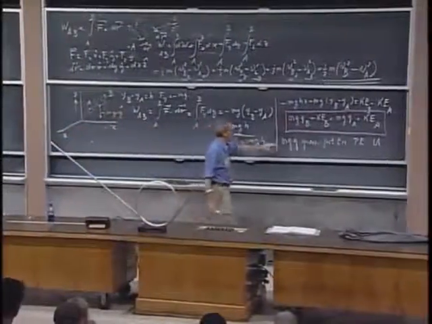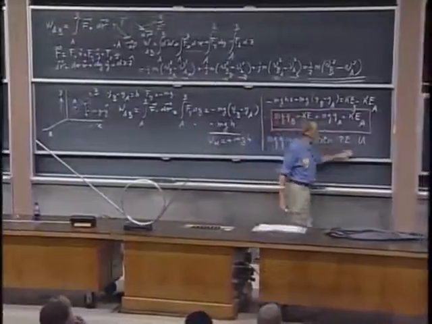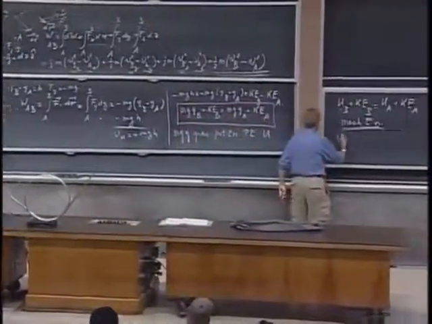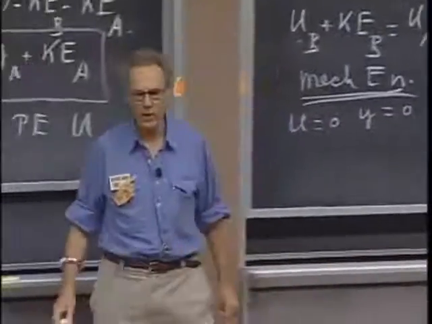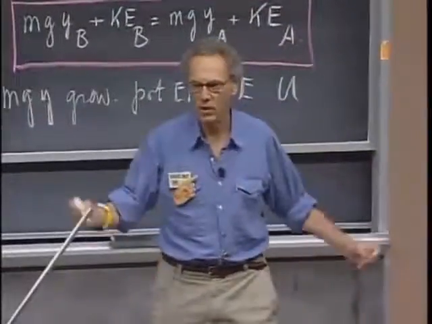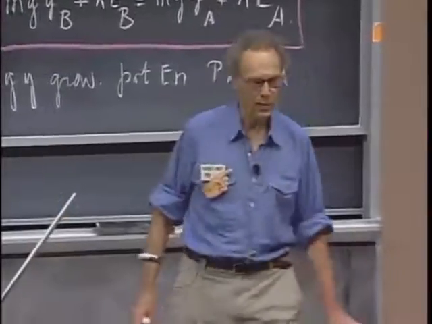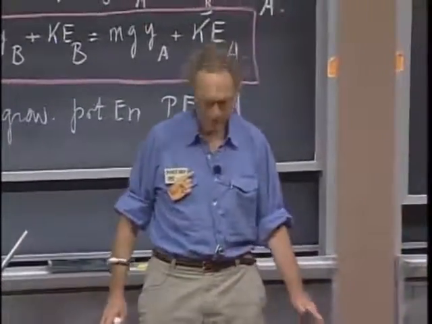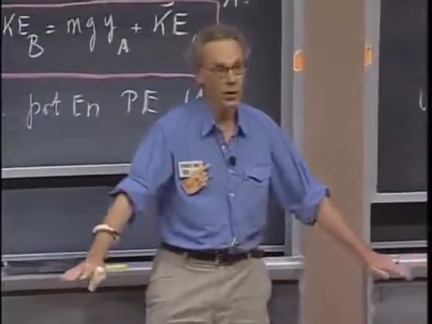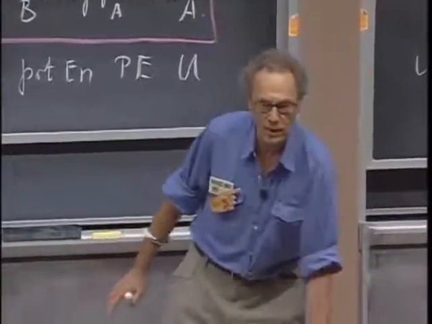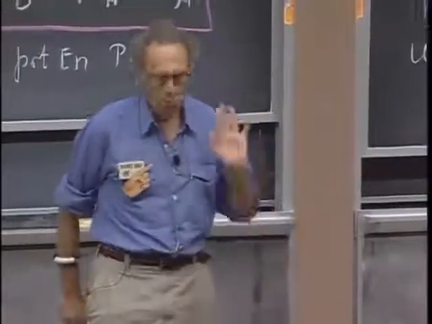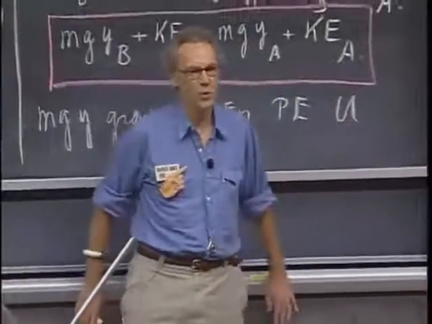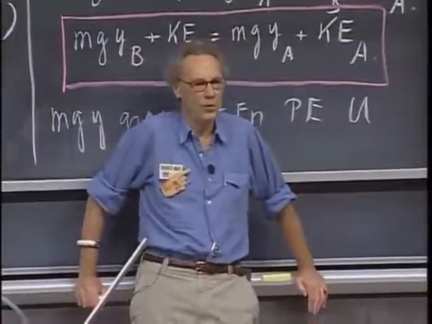You see, mgy is gravitational potential energy. So you would think that U is zero when y is zero. Not an unreasonable thing to think. But where is y zero? Is y zero at the surface of the Earth? Or is y zero at the floor of 26-100? Or is y zero here? Or is y zero the roof? Well, you are completely free to choose where you put U equals zero.